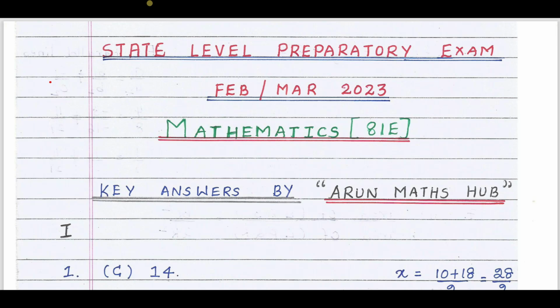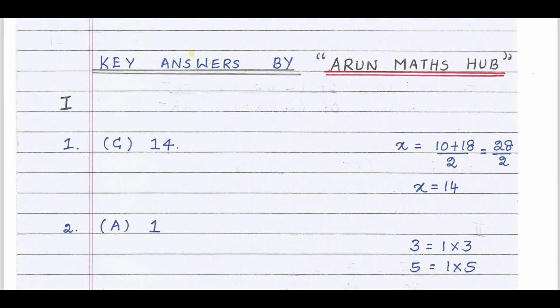And also students, starting with the first question, keep the question paper with you and do try to check the answers. If 10, x, 18 are in AP, then the value of x is, that means x equals (10 plus 18) by 2, what you get is x equals 14. The correct answer is option C.